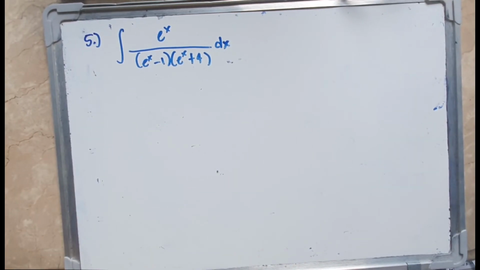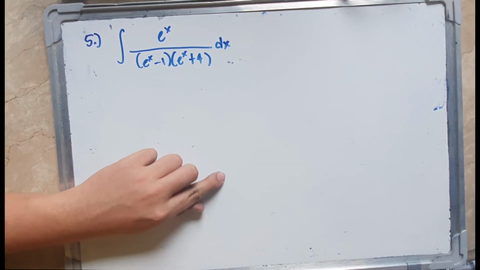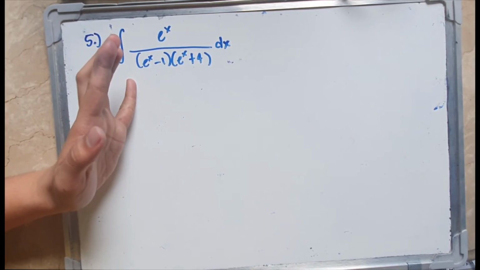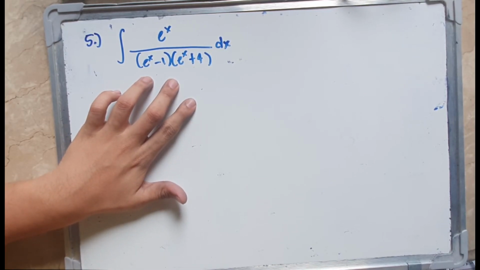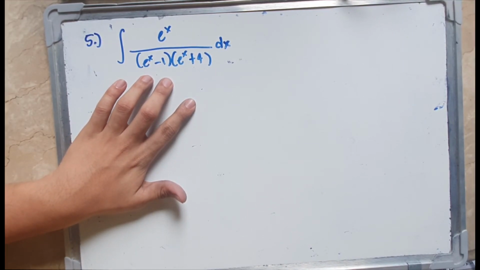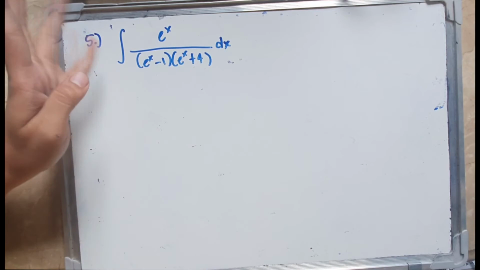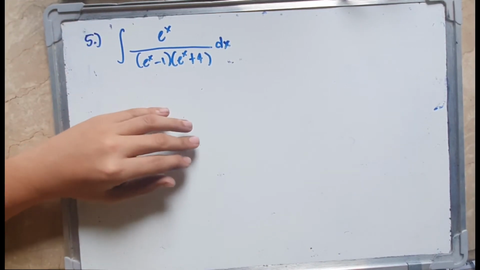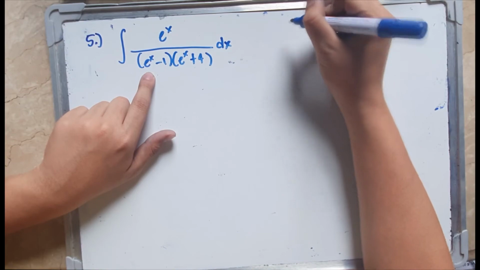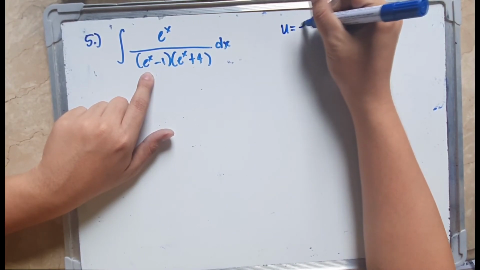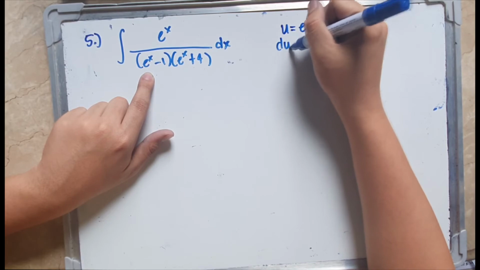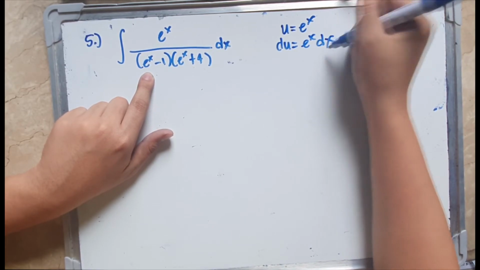Now evaluating integral of e to the x over the quantity e to the x minus 1 multiplied with the quantity of e to the x plus 4 dx. Now this method, since we haven't had an example of transcendental functions, we will convert this transcendental in terms of algebraic. So we let, if we consider u as e to the x, the derivative of u is e to the x dx.